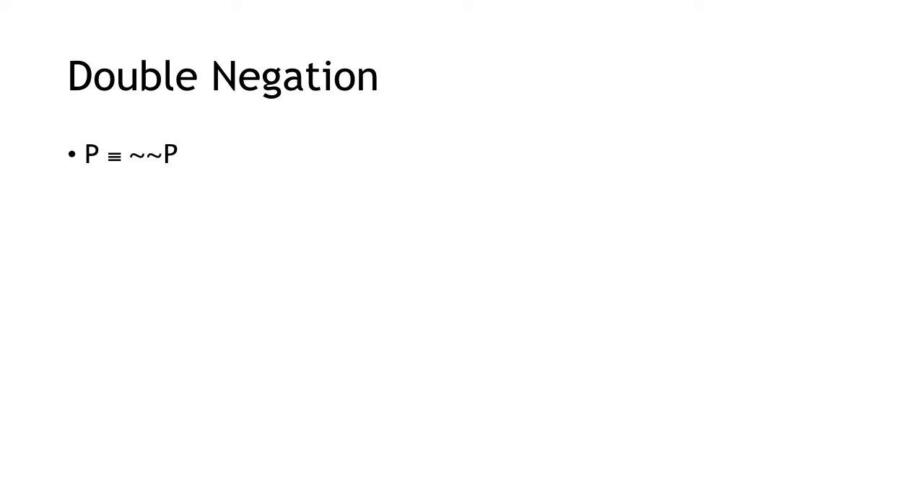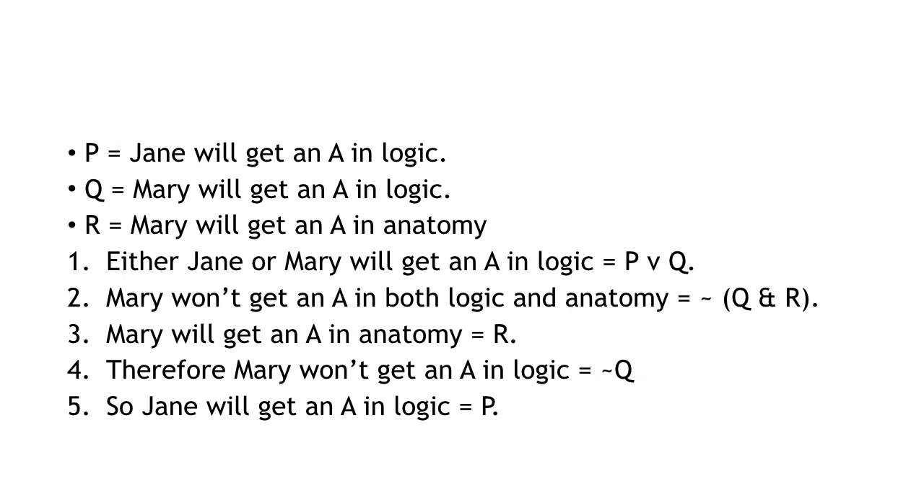So let's put all this together and run through an argument. We'll run through the same argument we talked about. So Jane will get an A in logic, Mary will get an A in logic, Mary will get an A in anatomy, right? Those are our statements. Our diagrammed argument: either Jane or Mary will get an A in logic, P or Q. Mary won't get an A in both logic and anatomy, not (Q and R). Mary will get an A in anatomy, R. Therefore, Mary won't get an A in logic, not Q. So Jane will get an A in logic.